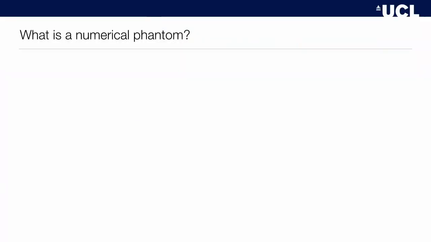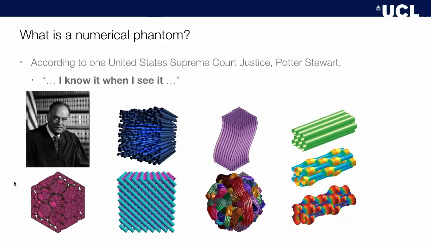When I was asked to do this little talk, I asked myself the question: what is a numerical phantom? Sounds like a really obvious question, but actually when I Googled it, I couldn't find an answer. I don't know if any of you tried. Perhaps you saw the picture I showed previously and thought, what you see is what you get. I know it when I see it, which is obviously not a stupid thing to say when a Supreme Court judge says the same thing. We can clearly see which ones are numerical phantoms and which are not.